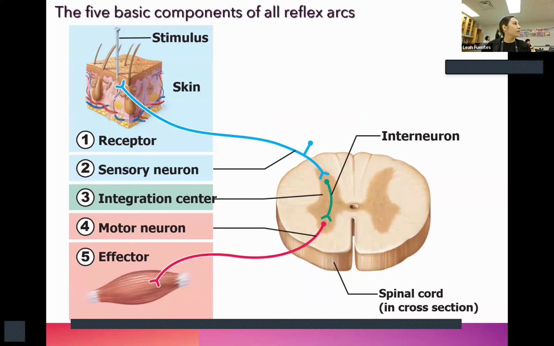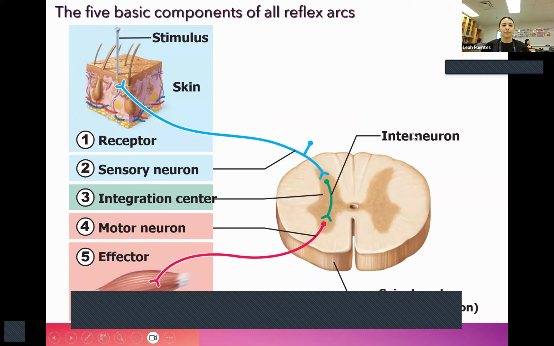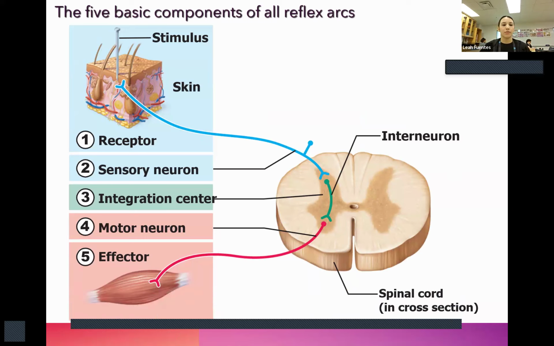Okay, and then we have the basic components of all reflex arcs. So again, this is the big gray model, and it has the effector on it, and then it has the integration center on it, or the whole spinal cord structure model.